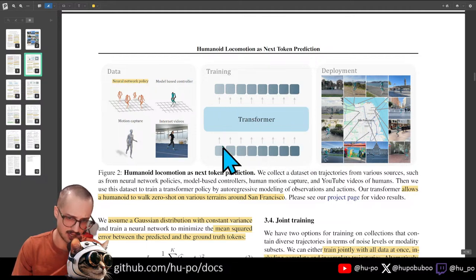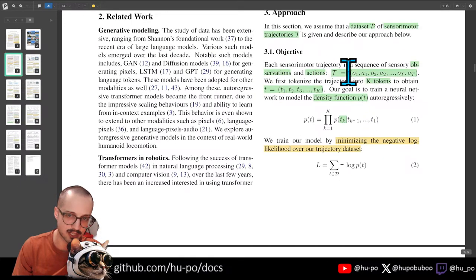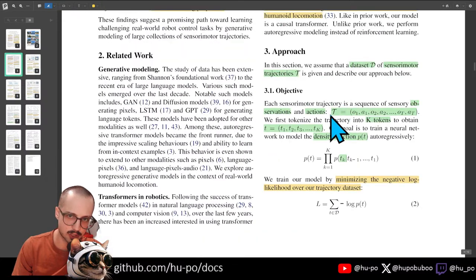So in this case, the sequence of things that they're going to be consuming are these trajectories of observations and actions. So how are they going to take this trajectory of observations and actions and turn it into a sequence of tokens, right? So they have to go from this O0, A0, O1, A1, O2, A2 into T1, T2, T3, right? So how are they going to tokenize this?